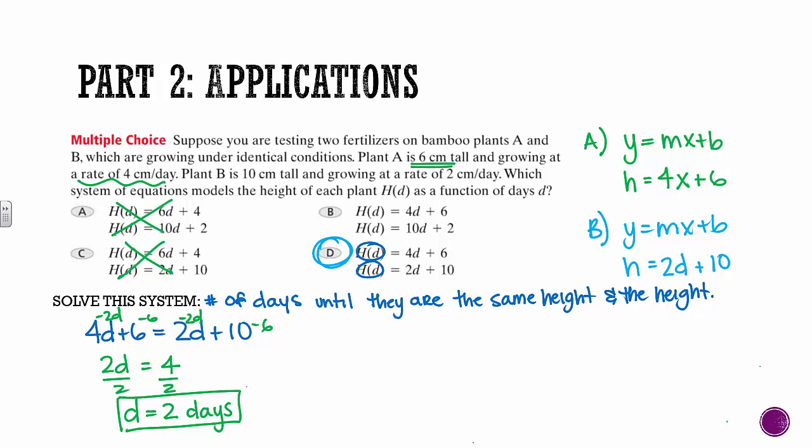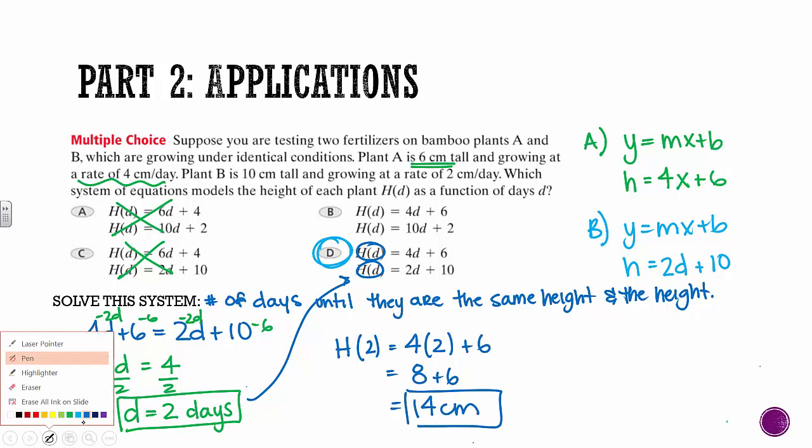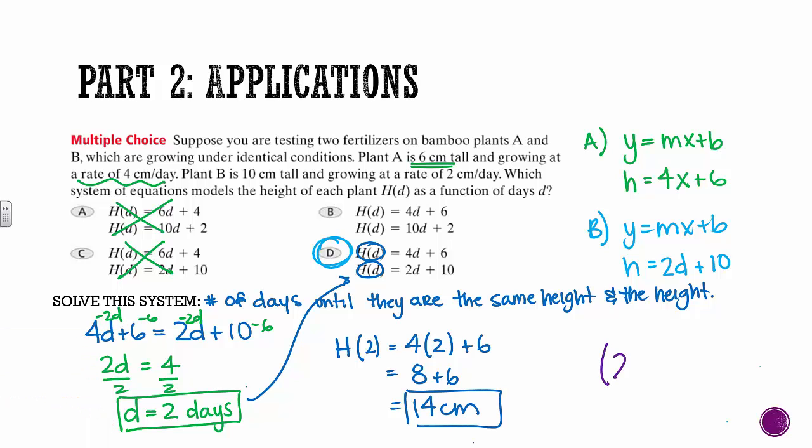So that's useful information, but now I want to know how high they're going to be. So this is where we can take this and plug it into either equation up here. So the height after 2 days is going to be, let's plug it in the first one, 8 plus 6 gives you 14 centimeters tall. So our answer, when we write it as (2, 14), means that after 2 days, both of these plants are going to be 14 centimeters tall.